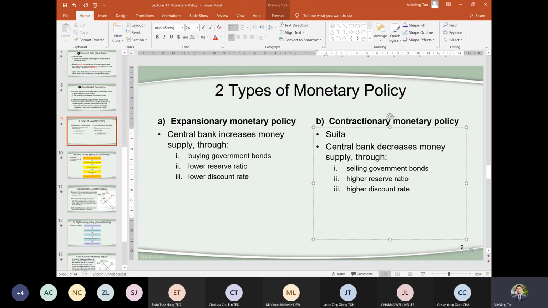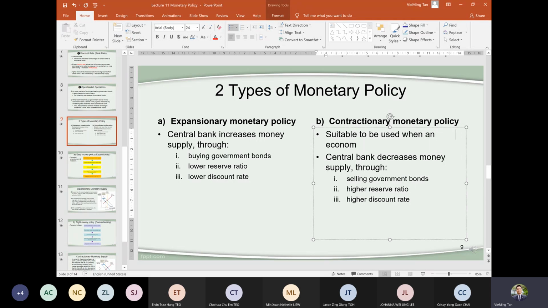when an economy has a high inflation rate. High inflation rate means the average price level of the products in an economy is relatively high and the price continuously increases, and this is called inflation.